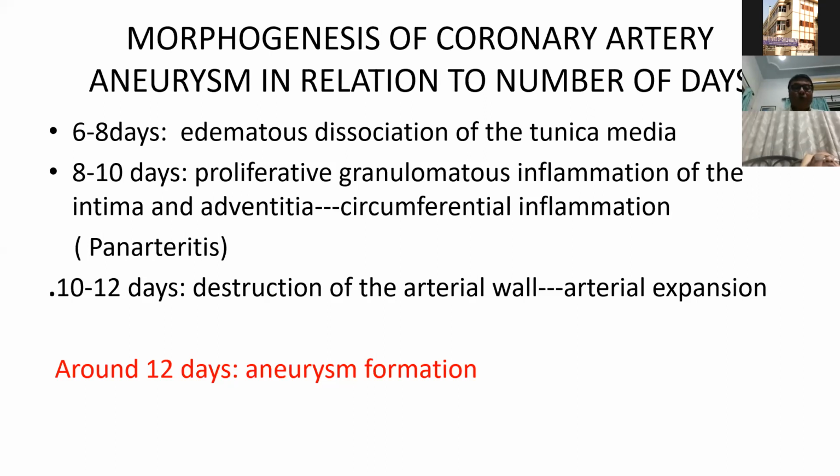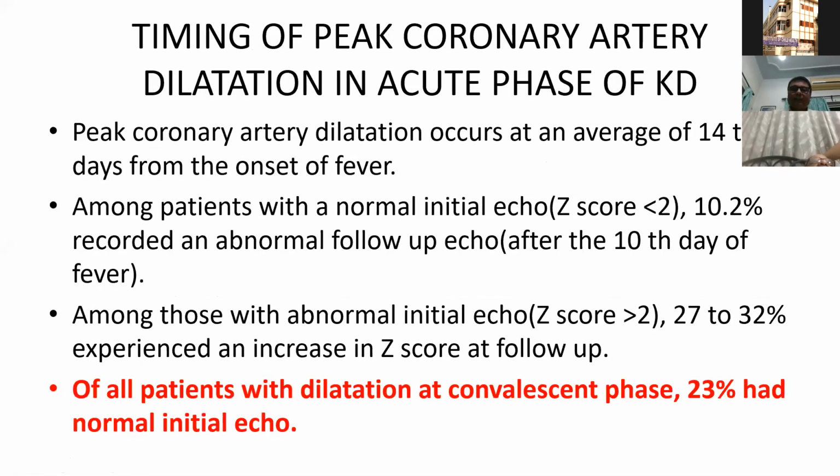So if you do an echocardiography very early, say before 7 days, possibly the echocardiography won't pick up anything. So if you are suspicious, give IVIG, repeat the echo, and maybe repeat the echo subsequently again, because the initial echo by day 5 or day 6 may not pick up anything. If you look at the morphogenesis of the aneurysms, this is what happens. And regarding the timing of peak coronary artery dilatation, the peak occurs at an average of 14 to 15 days after the onset of fever.